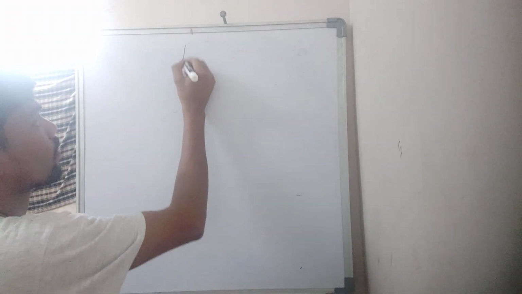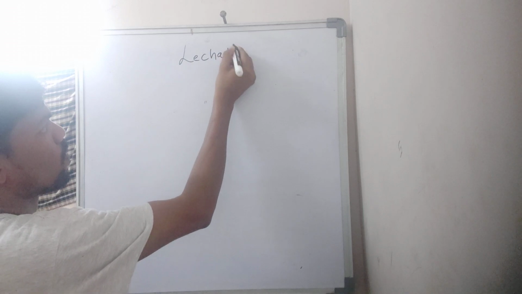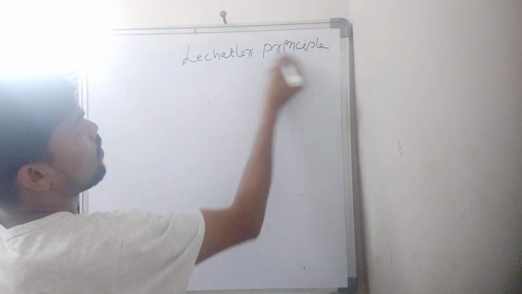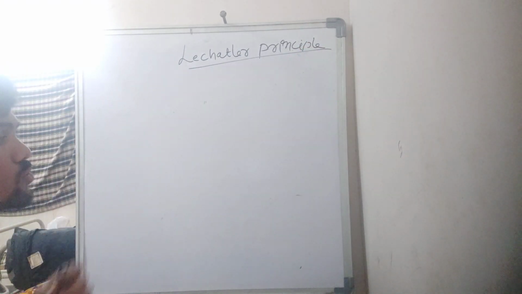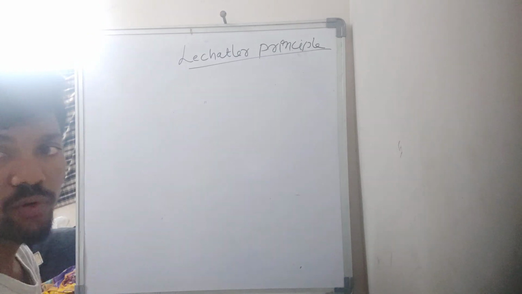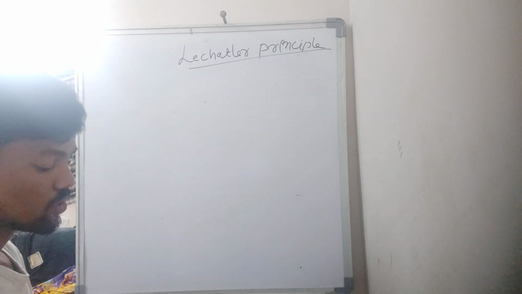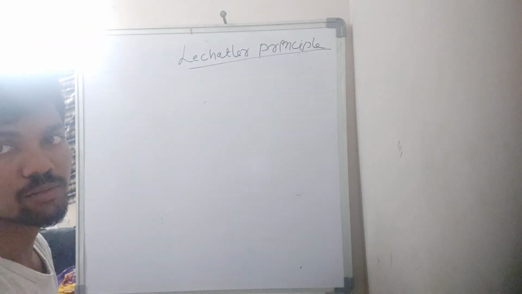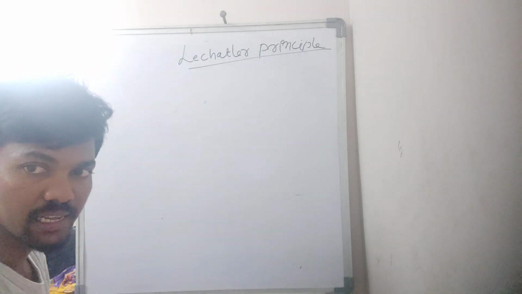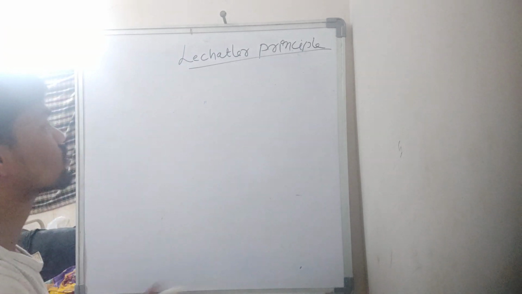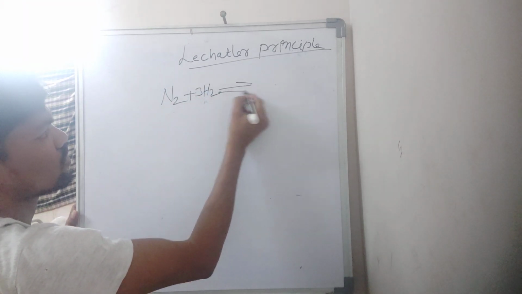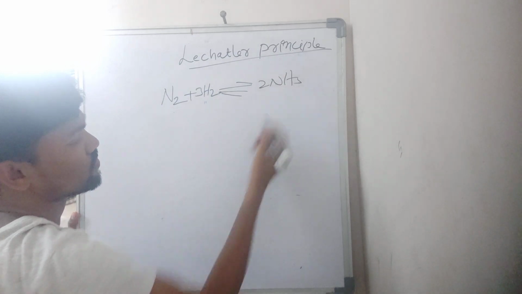Next, we are going to discuss Le Chatelier's principle. How can you predict using Le Chatelier's principle? Here some more basic concepts are there that we have to remember. The whole lesson has only this concept. Suppose you take any example, N2 + 3H2 gives rise to 2NH3 here. Okay.